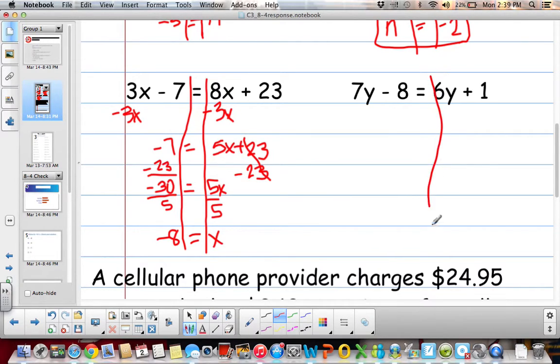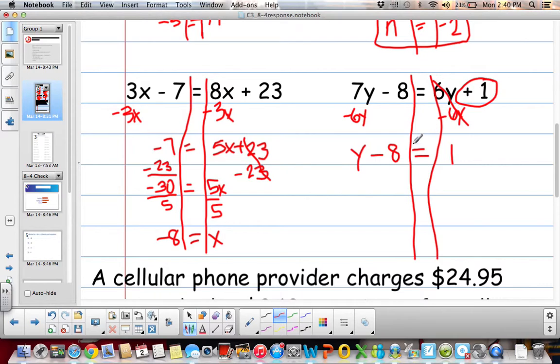Okay? 7y minus 8. I want you to pause me and do this one on your own, and then come back and check. So we have 7y minus 8 equals 6y plus 1. I'm going to go with getting rid of 6y on both sides. 7y minus 6y is y minus 8 equals 1. That got rid of each other. Bring that whole thing down.